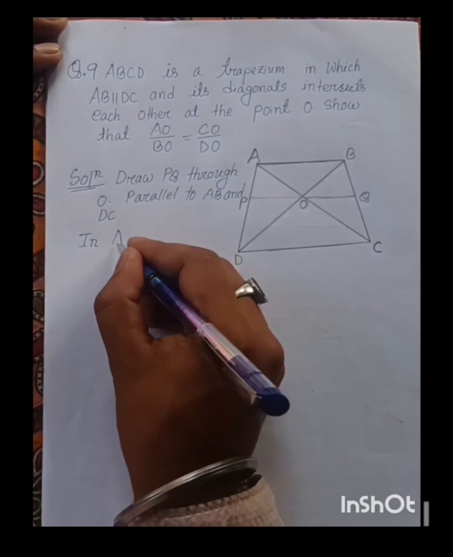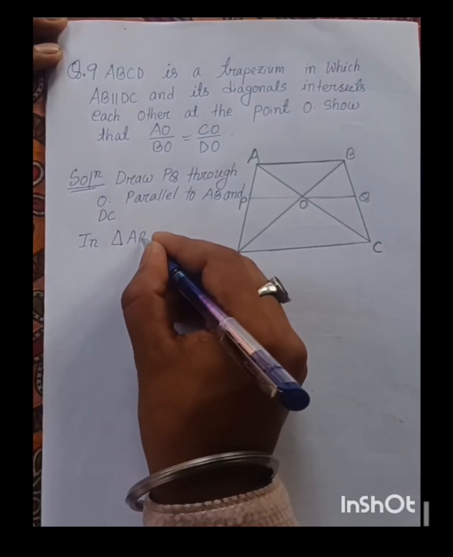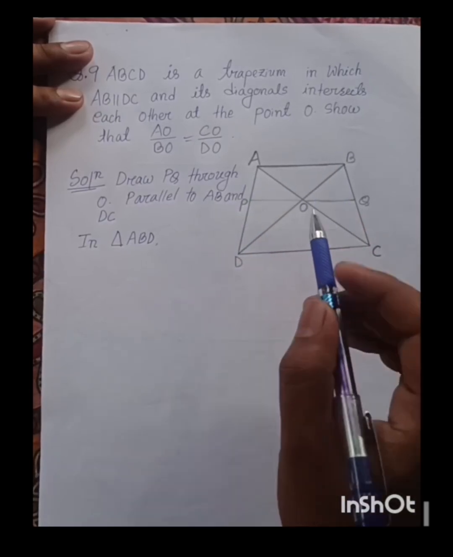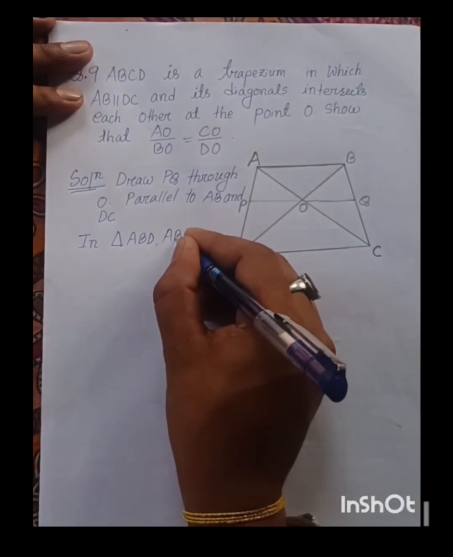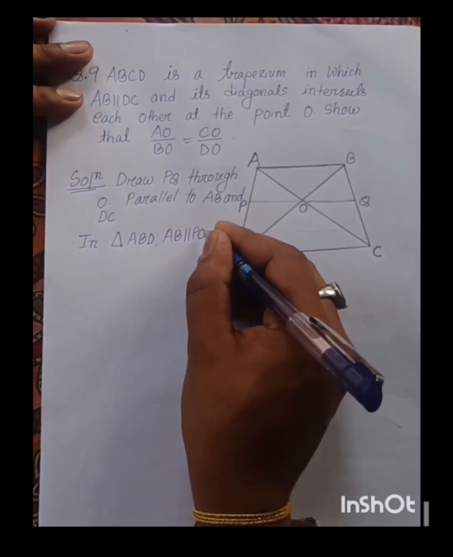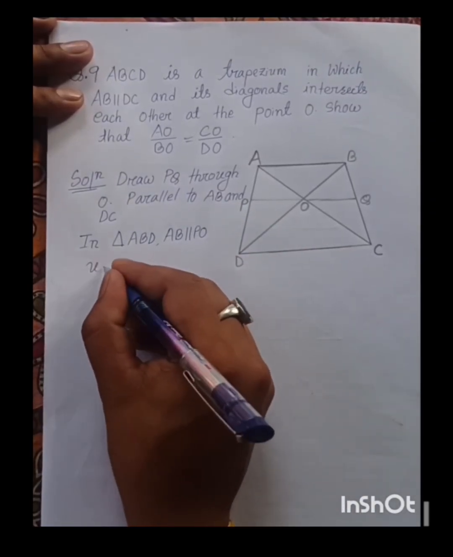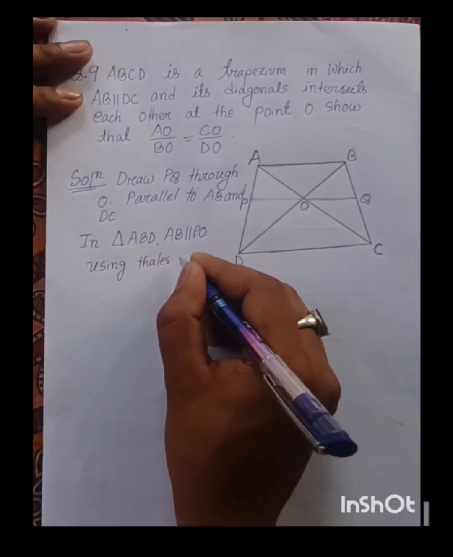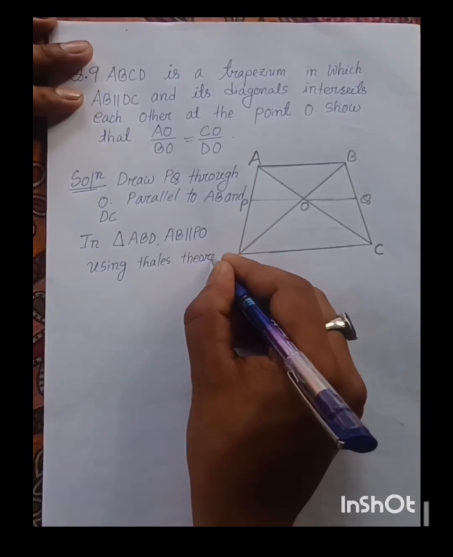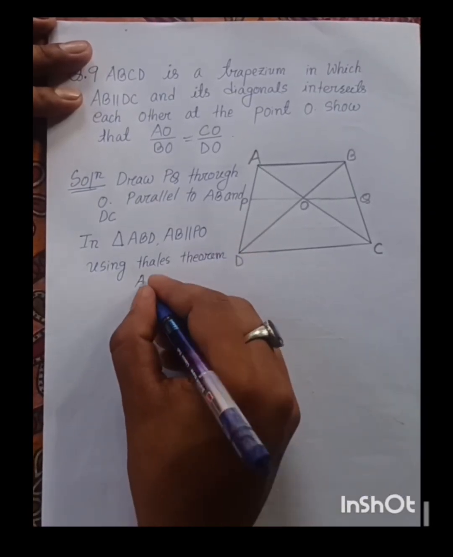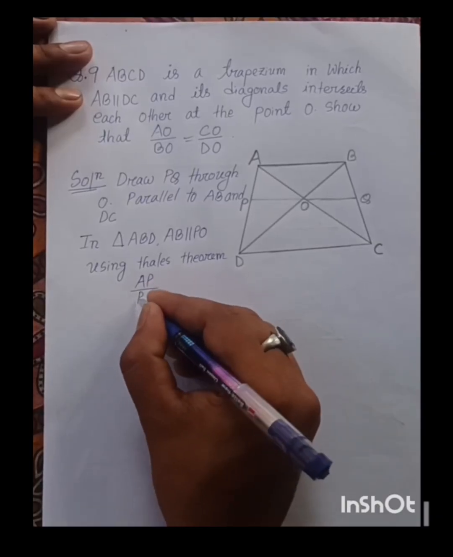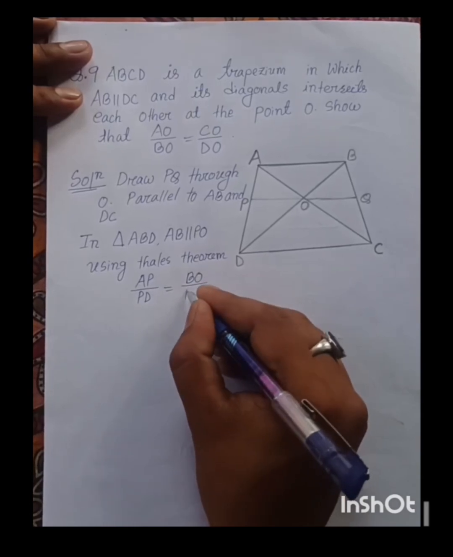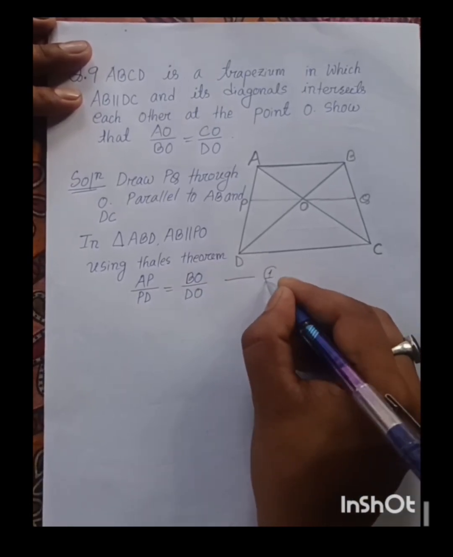So write in triangle ABD. So here AB is parallel with PO. So right here AB parallel PO. If AB is parallel with PO, then I can apply here Thales theorem. So using Thales theorem, AP by PD equal to BO by DO. Give this equation number 1.